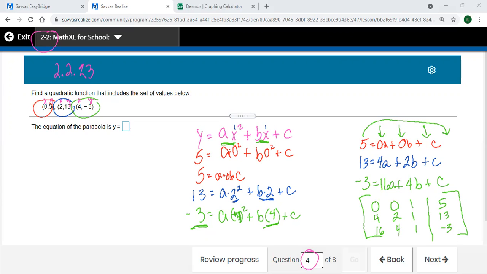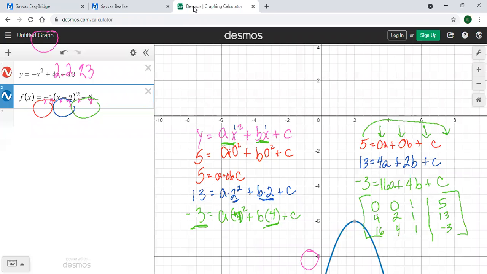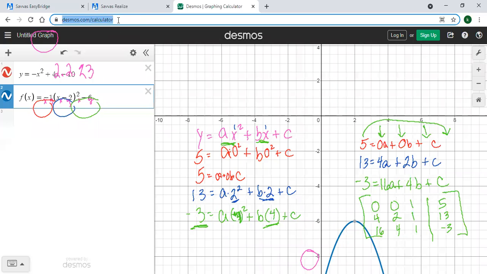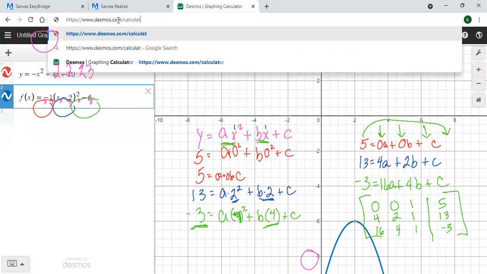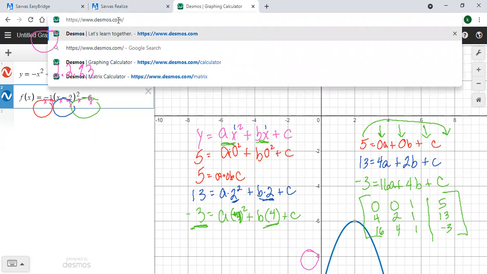All right, then remember how we did this? You could do it by hand in this one, because since you know the value of c is 5, you'd have 2 equations with 2 variables. But let's see, I'm going to go back to the regular Desmos here and take off the calculator part.